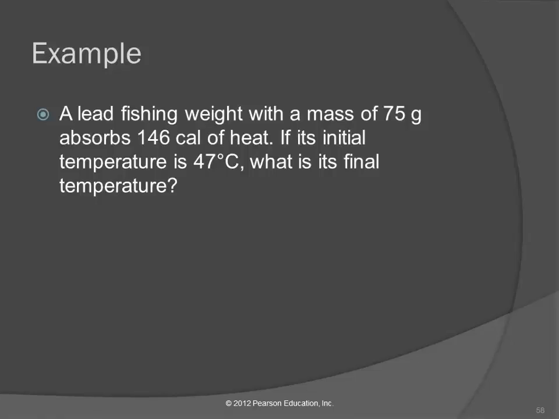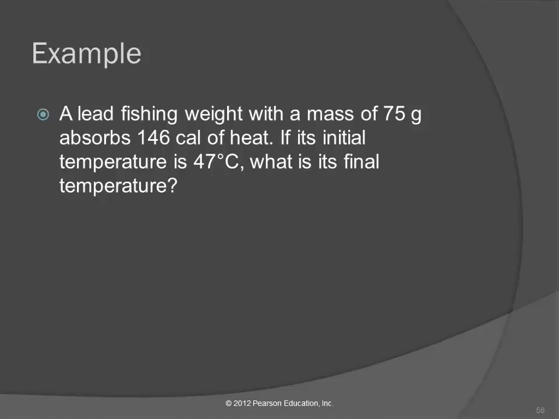Okay, here's another one. A fishing weight with a mass of 75 grams absorbs 146 calories of heat. If its initial temperature is 47 degrees Celsius, what is its final temperature? Okay, so we read through the whole question, and then we identify these numbers.